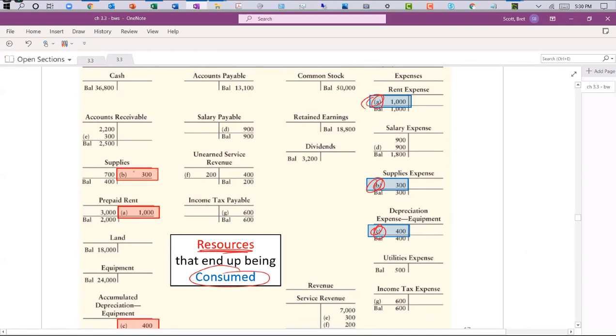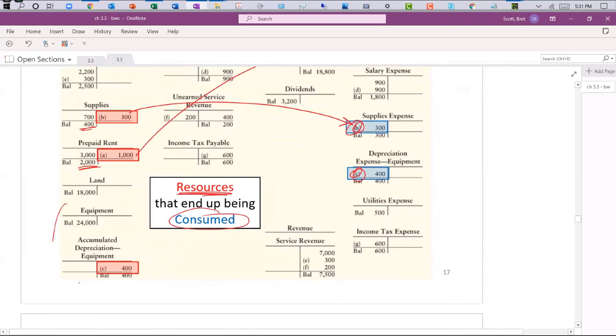We know, for instance, that supplies have been consumed. That's why we see $300 worth of expense. Supplies have been reduced. Now they're down to $400. Rent was $3,000. We consumed $1,000 of it. Now we have $2,000 left. Equipment was used. The wear and tear represents its consumption. Now the overall balance has gone down to $23,600.